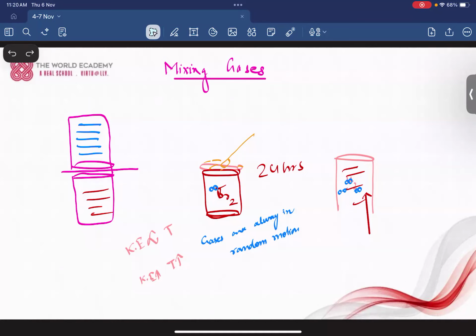Okay, so when you put one matchstick inside, it will start popping and burning, and it will burn in both the jars. So what is the condition? If you allow this to mix together and separate after 24 hours and put one matchstick inside, it will start burning with a popping sound.